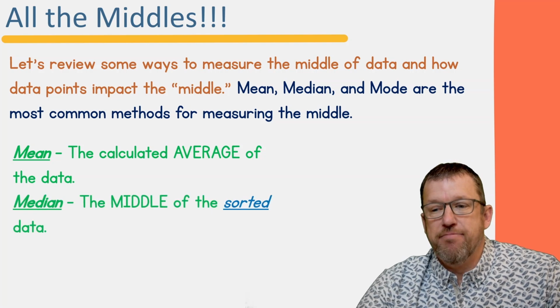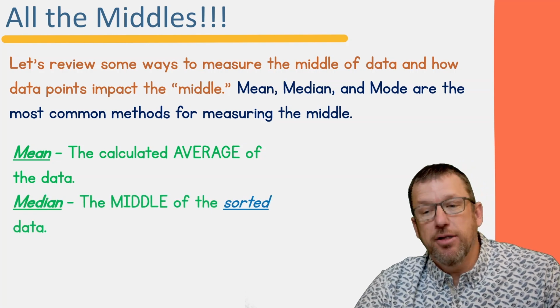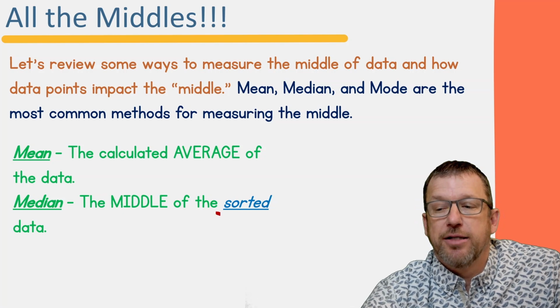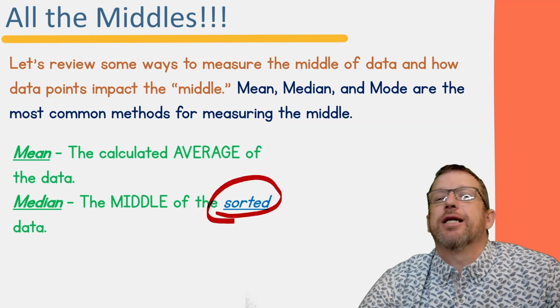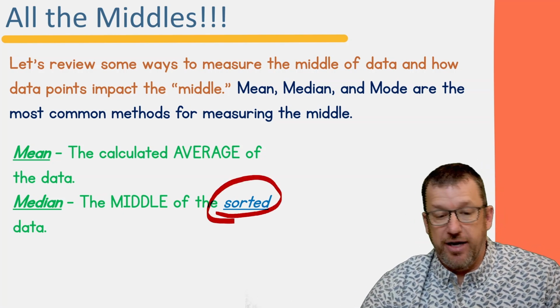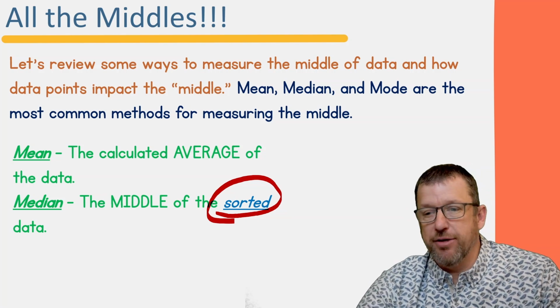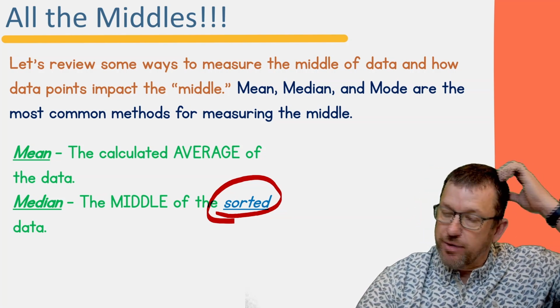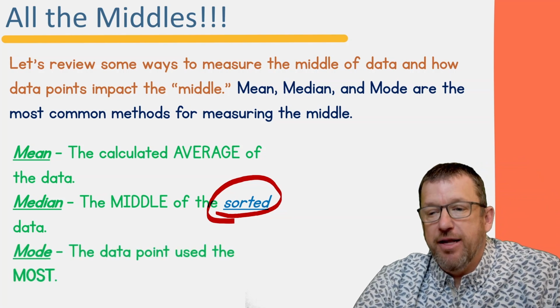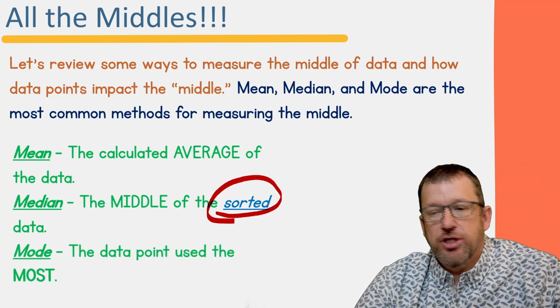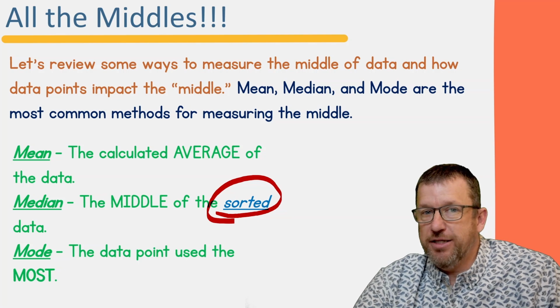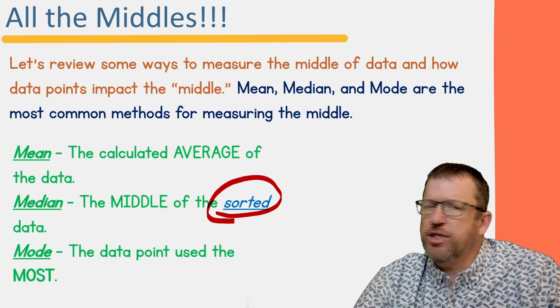It's a calculated average. A median is the middle of the sorted data. And I like to always point out that you have to sort the data from smallest to largest. And then you find that number or numbers that are in the middle, and that becomes your median. And then finally, mode is the simplest one. You just look at your data and say which piece of data shows up the most. So that's your review.